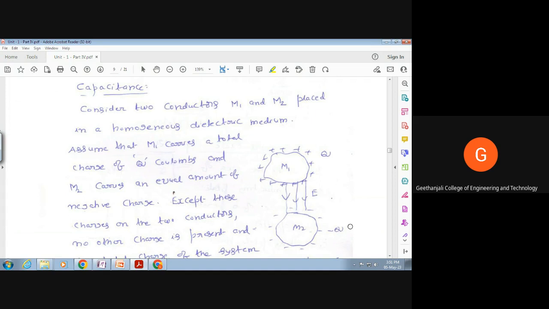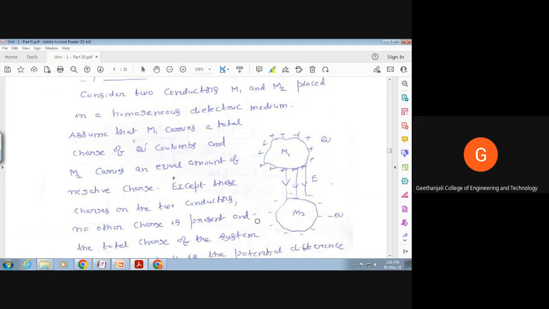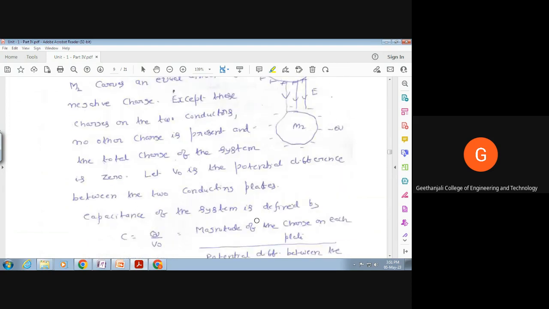This plus Q and minus Q, which were shown here, are in the form of a surface charge. So this plus Q spreads uniformly over the surface area of this conductor M1. Similarly, this minus Q spreads uniformly over the surface area of M2. Then the capacitance of the system is defined like this.